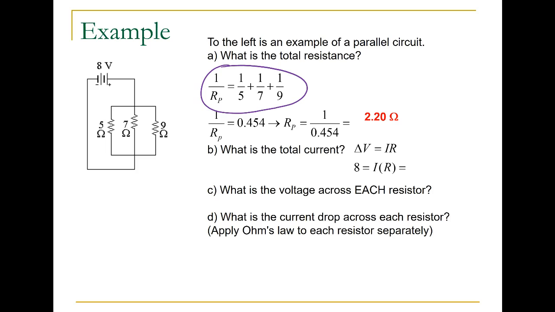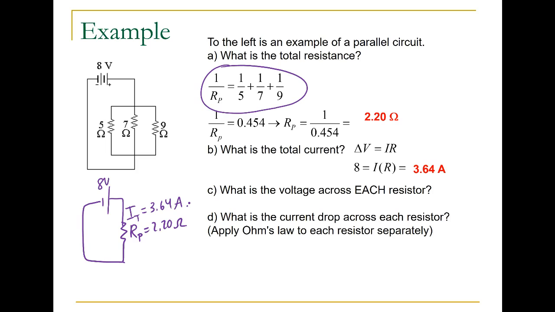Okay, what's the total current? Well, using V equals IR, we can set up that V is equal to I times 2.2. And remember that the total current can be thought of as having our battery of 8 volts connected to one resistor, which is basically RP, the equivalent resistance. So if that's 2.20 ohms, then 3.64 amps is the total current.